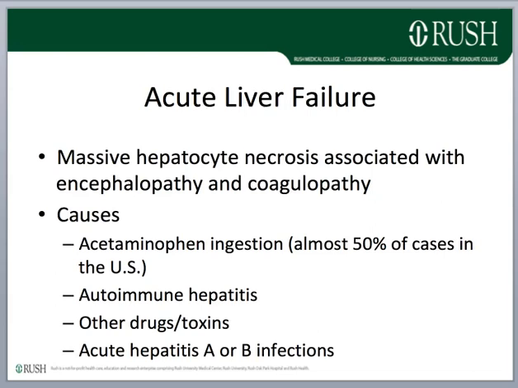In acute liver failure, the typical pathologic pattern is massive hepatocellular necrosis that's typically associated with encephalopathy and coagulopathy. About 50% of cases in the U.S. are due to ingestion of acetaminophen, but other types of hepatitis and other drugs and toxins can also lead to a similar picture.